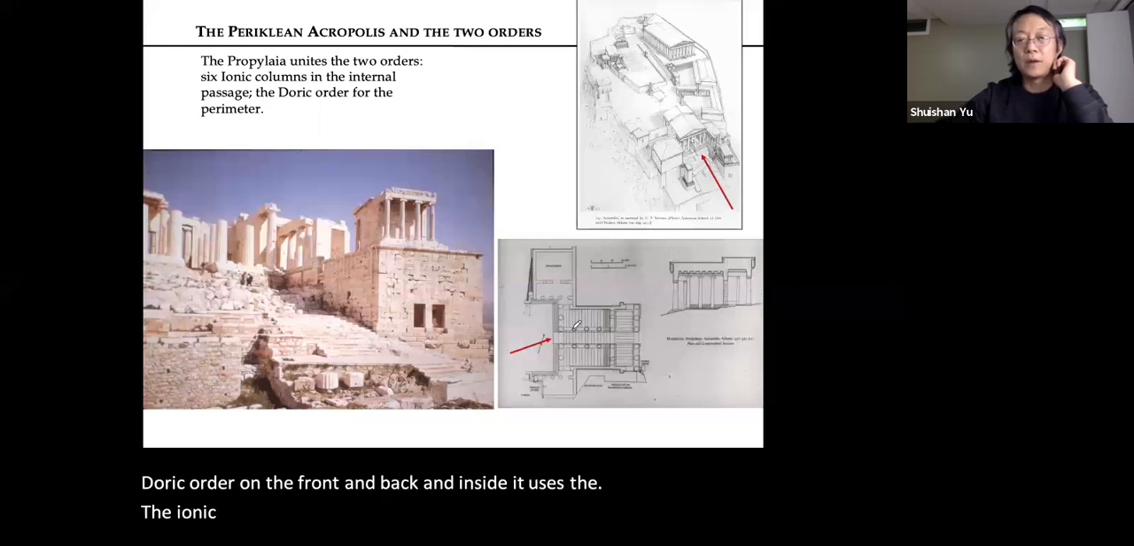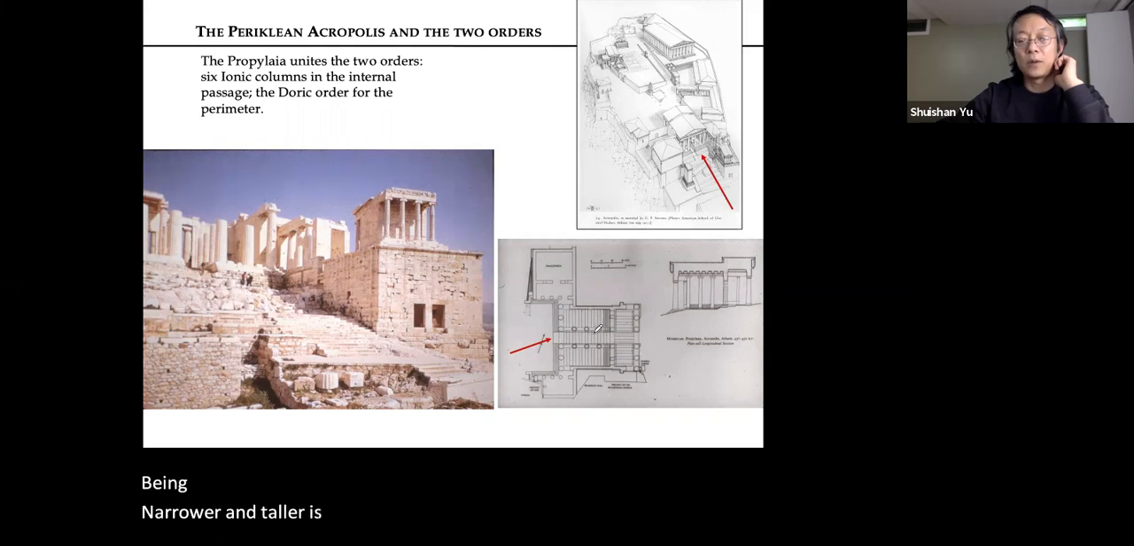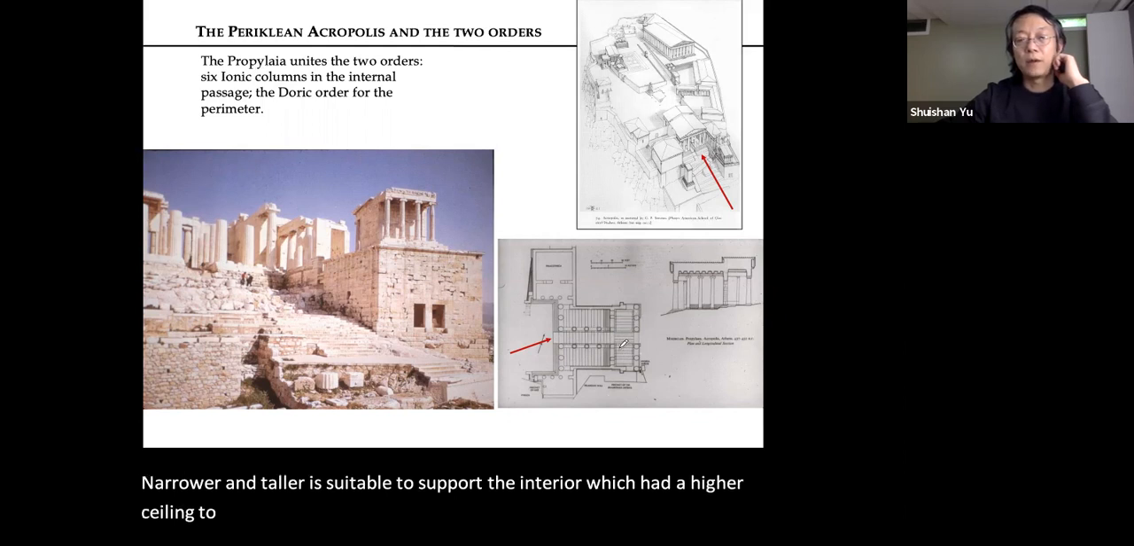The Ionic order being narrower and taller is suitable to support the interior, which had a higher ceiling to support, and the front and the back present a more robust face to the exterior.